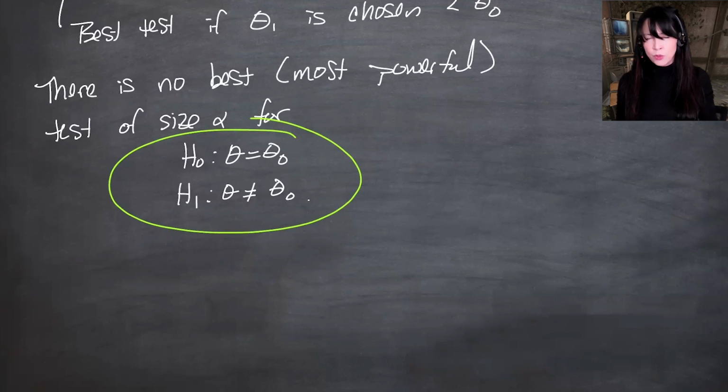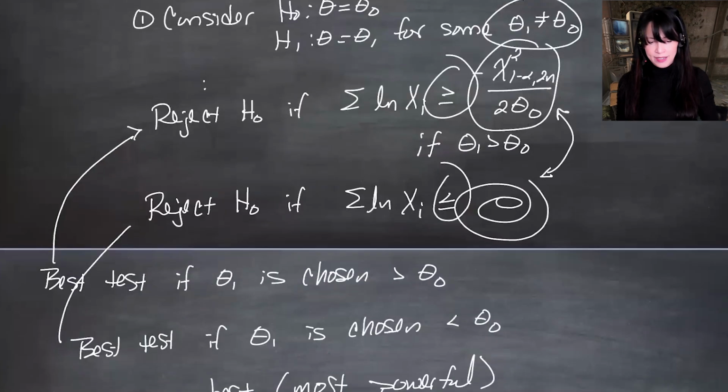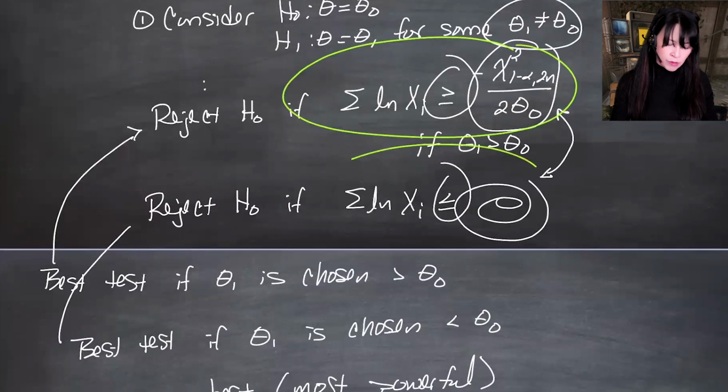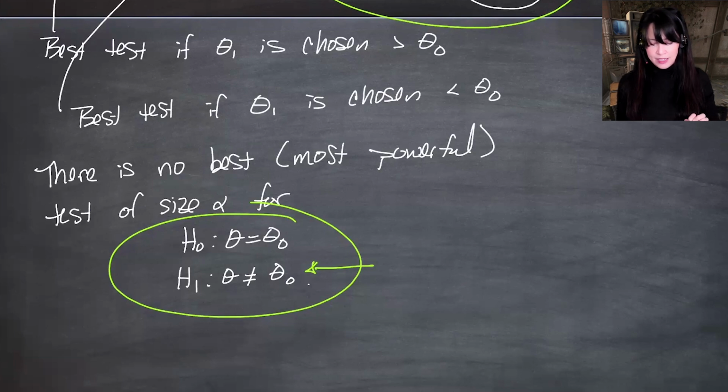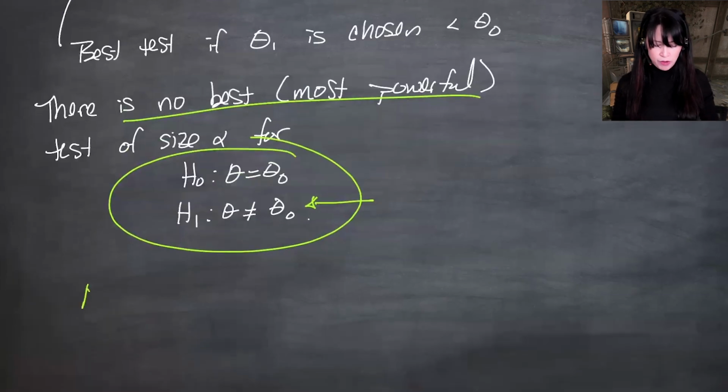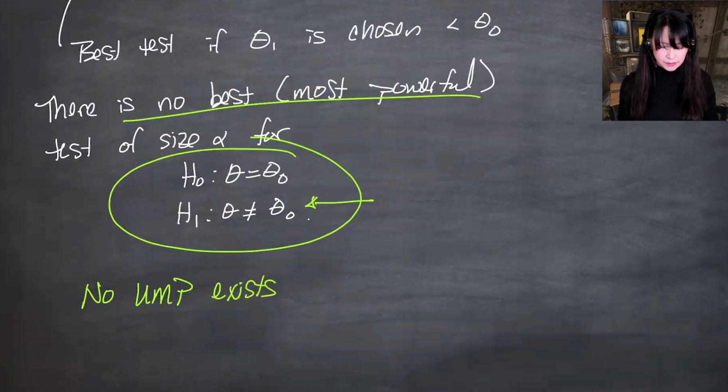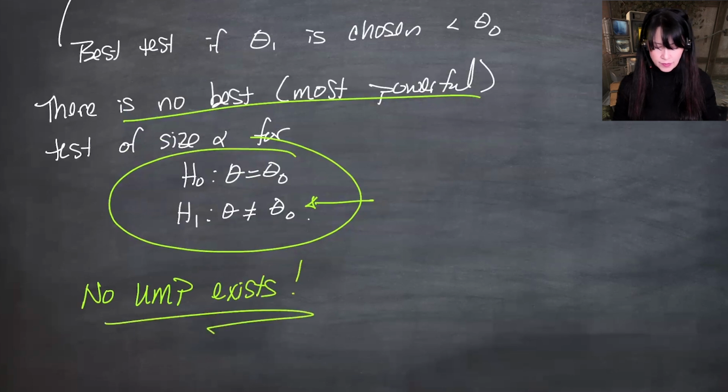But it is often the case where you'll get something with some kind of form and something with a different form, depending on exactly what alternative hypothesis you're choosing from this. So there is no best or most powerful test. No UMP exists. Again, that happens a lot with a not equal sign in hypothesis testing, but not always. So a little rush at the end. I hope that makes sense.